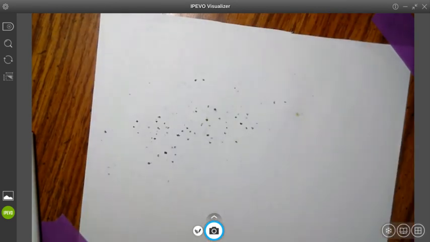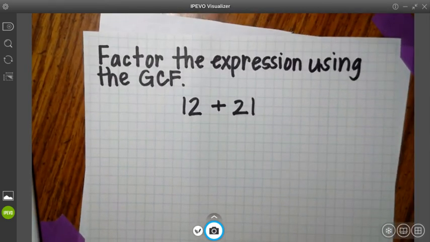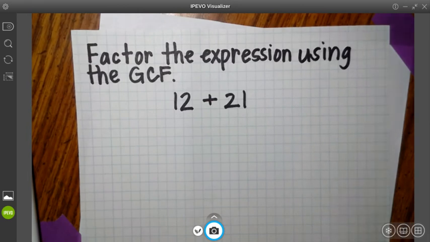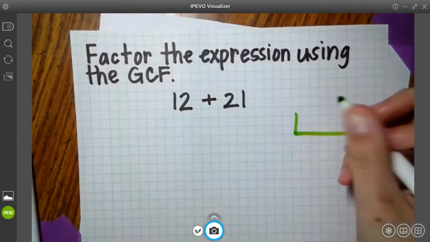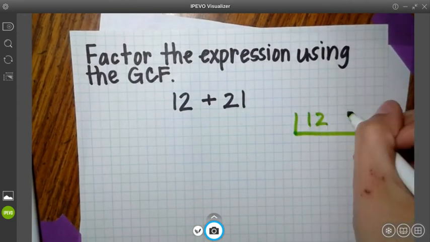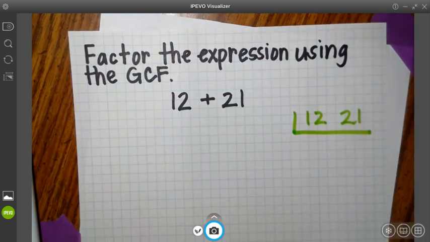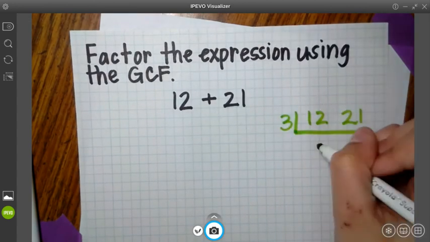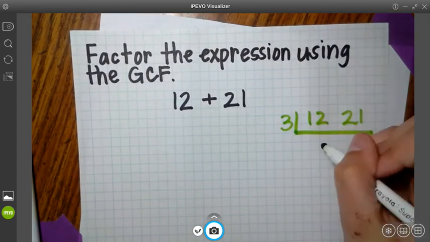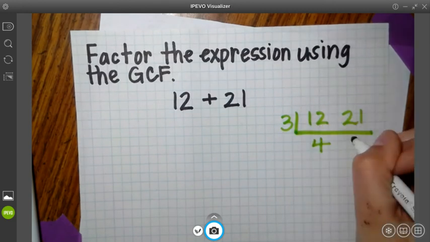So let's take a look at an example of what the problem would look like. If we are going to factor this expression using the GCF, what we're going to do is take this off to the side. Here are my 2 terms, 12 and 21. Then I think, what do they have in common? 2? No, they don't have 2 in common. How about 3? Yes, they have 3 in common. 12 divided by 3 is 4. 21 divided by 3 is 7.